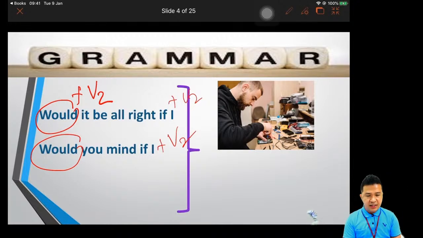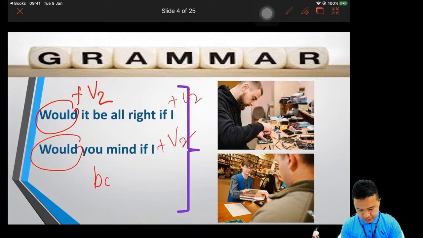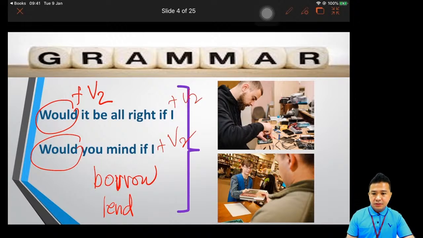Okay, moving on to the next picture. What is this? They are in the library and someone is borrowing a book. So the word there is borrow, or you can use the word lend. It could be borrow or lend. Go. Use either of the two. "Would it be alright if I?" And "would you mind if I?" Be careful with the sentence structure.